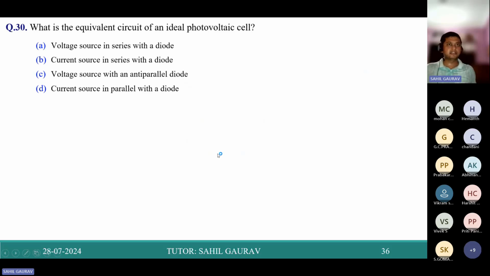Now coming to the next problem, what is the equivalent circuit of an ideal photovoltaic cell? So we know this equivalent circuit of ideal photovoltaic cell. What should be the answer? Equivalent circuit of ideal photovoltaic cell is the current source in parallel with the diode. D is the correct answer here.